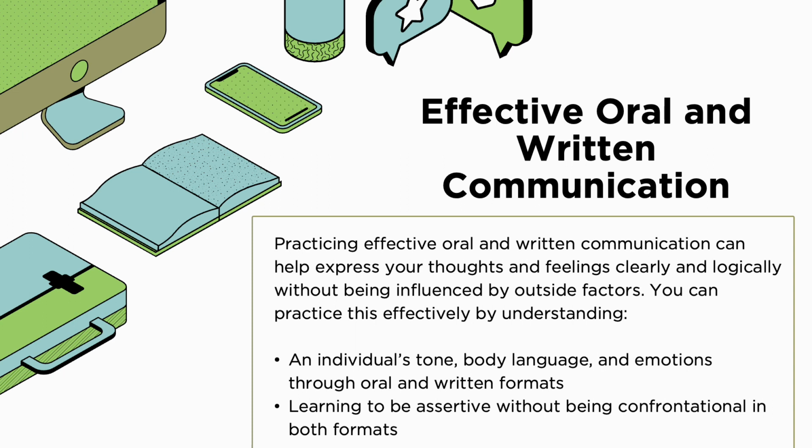Our third key point is understanding effective oral and written communication in conflict management. It's important to practice effective oral and written communication whether you're addressing an individual face-to-face, through email, or written formats. Practicing effective communication can help express your thoughts and feelings clearly without being affected by other factors. Some ways to practice this is being attentive to other people and your tone, body language, and emotions, and learning how to be assertive without being too confrontational in both formats.